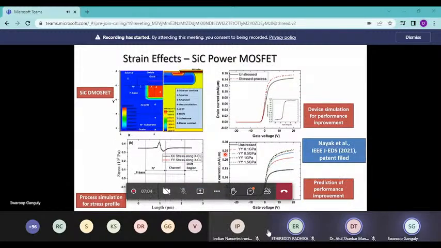And our recent work from our group actually applies that to not logic information processing devices, but where my interest is more these days, power devices. And we were able to show through simulations that one can expect improvement in the mobility and the performance of power devices also by applying strain.